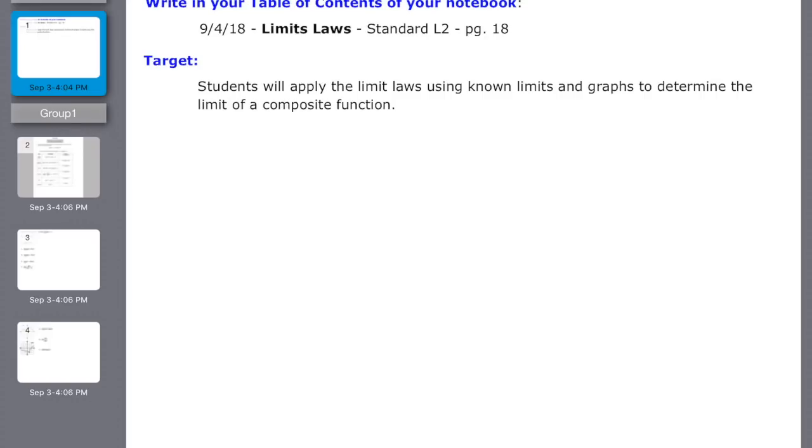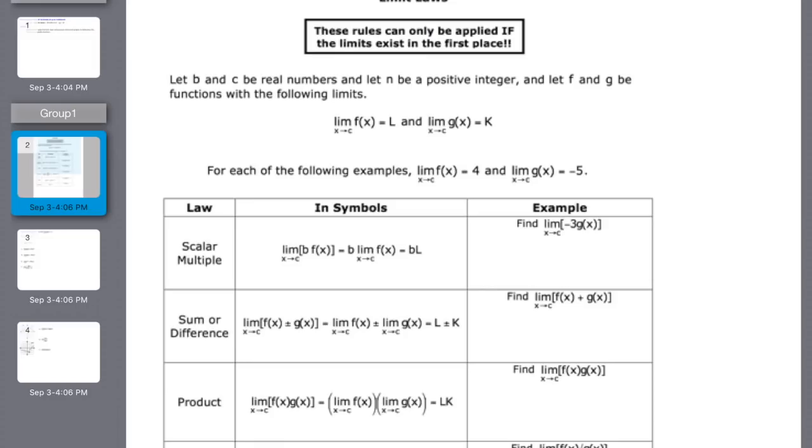Okay, so in your table of contents, go and put limit laws in there. This is still standard L2. This is on your page 18. It says the target says students will apply the limit laws using known limits and graphs to determine the limit of a composite function. So on the next page right here, underneath this is all of the actual limit laws.